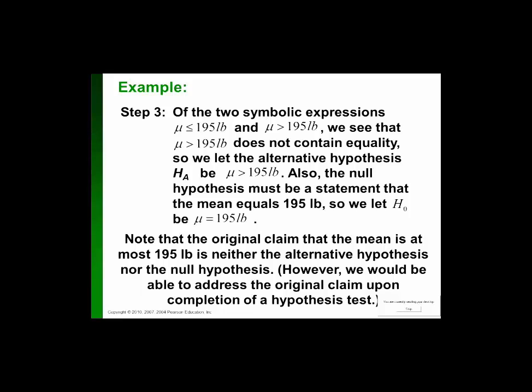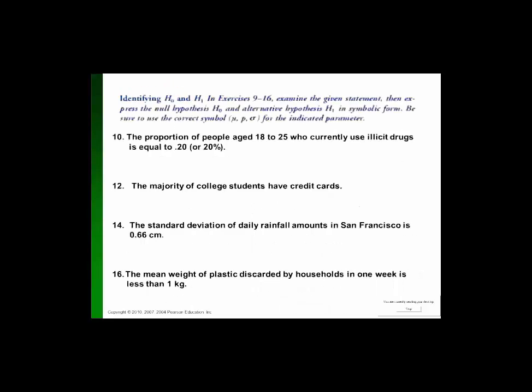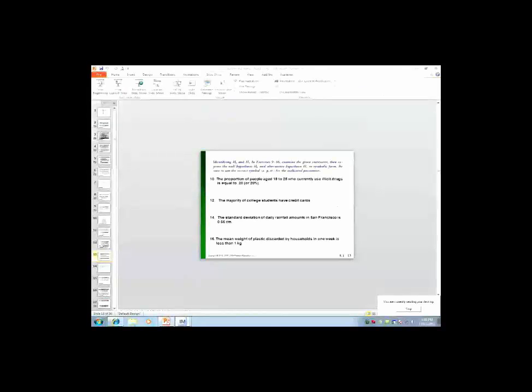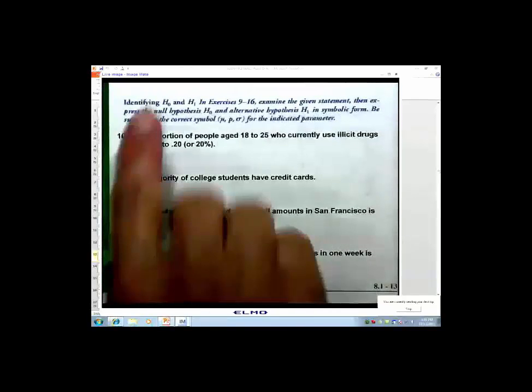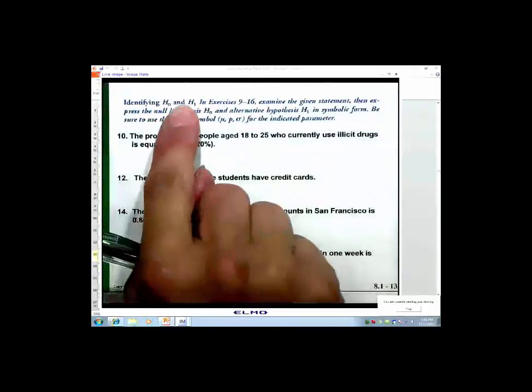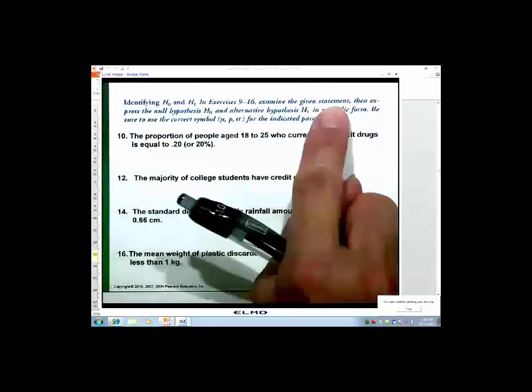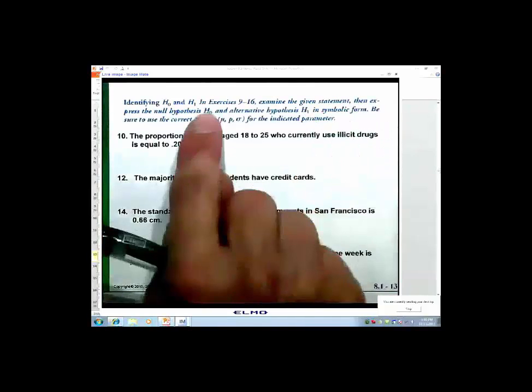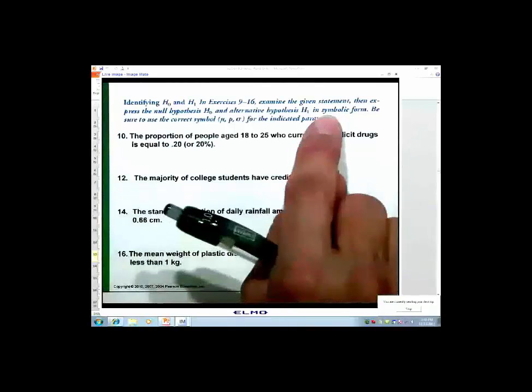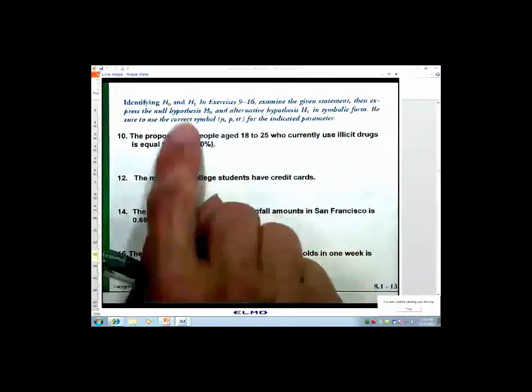All right, here are some problems. We'll see if we can do the same thing as that previous example. These problems are straight out of the homework. This is exactly what the problems in the homework will say. Identify the null and alternative hypotheses, examine the given statement, and then express the null hypothesis and the alternative hypothesis in symbol form. Be sure to use the correct symbol, mu, p, or sigma for the indicated parameter.